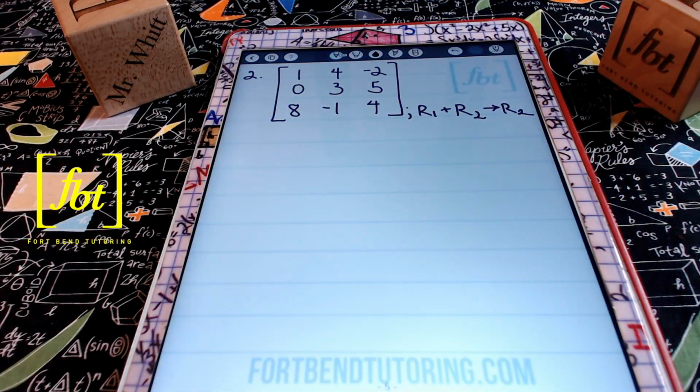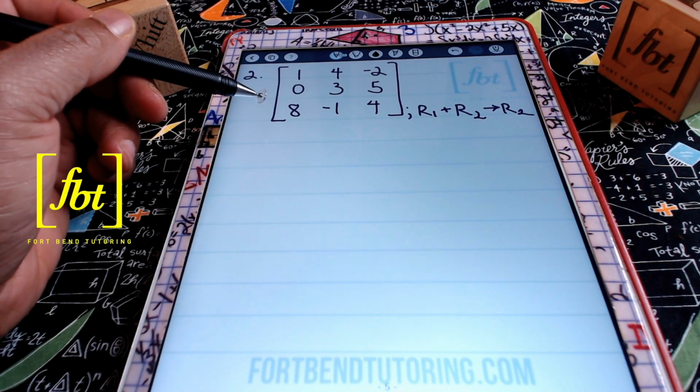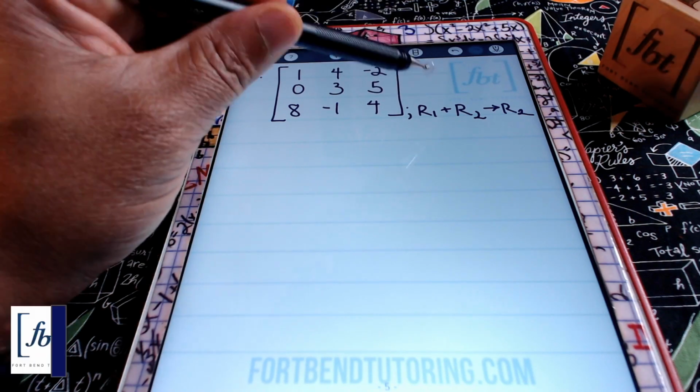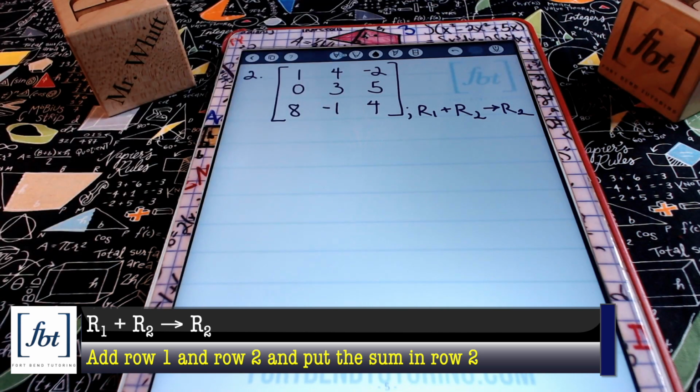Let's move on. Here we have problem number two. And in problem number two, we obviously have our matrix here, right? For problem two, but we also have a new rule. And it says that we would need to add row 1 plus row 2 and then put the result of that where row 2 is.